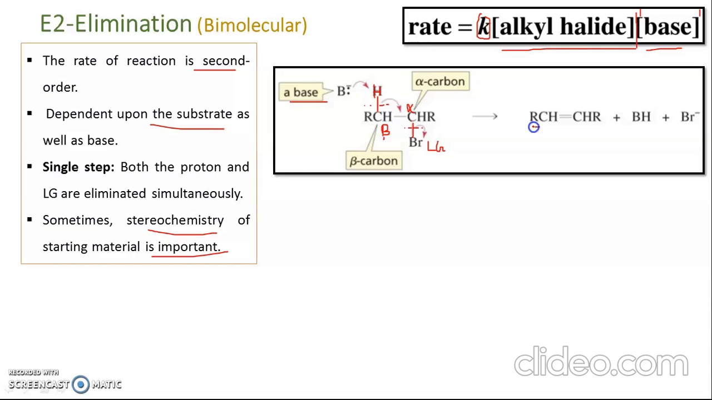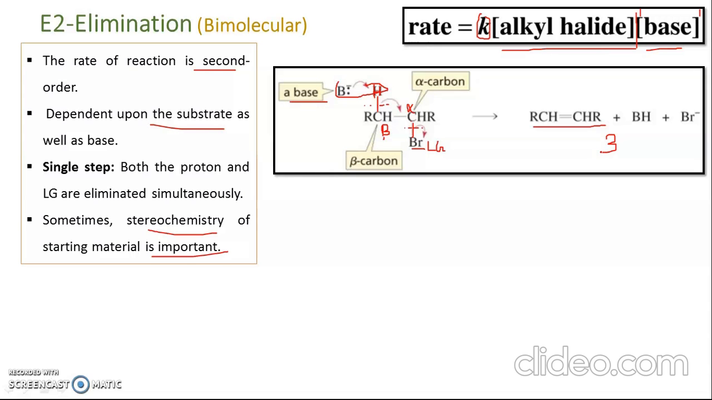Fine. So this is our product. Basically it is the removal of BH and also Br minus. So from one substrate you are getting a total of 3 species. In elimination, you will always see that after the reaction the number of species increases. Both the bond breaking of C-H and the bond breaking of C-Br are going on simultaneously.